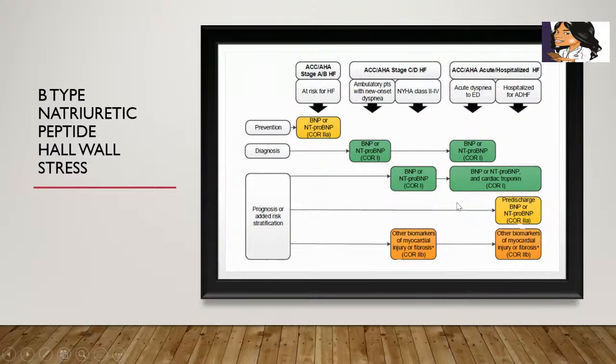This is like a graph, or what do they call it? A protocol. There's another name for it. But this kind of gives you an idea of what you would have to do if you have a patient who has heart failure. So look how many times BNP is here. Remember, wall stress, BNP, wall stress. This is somebody who has heart failure.